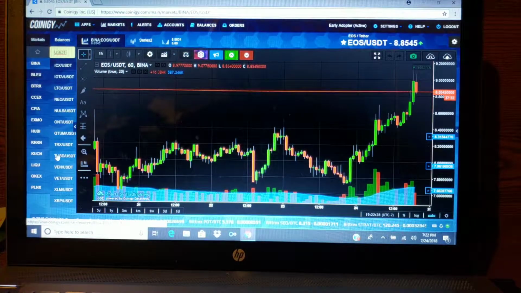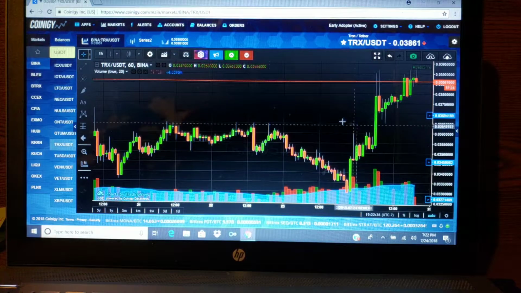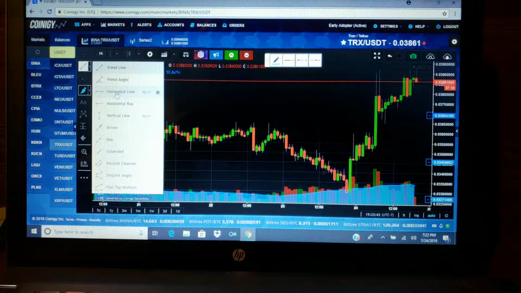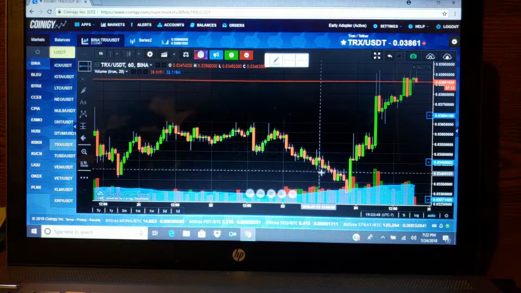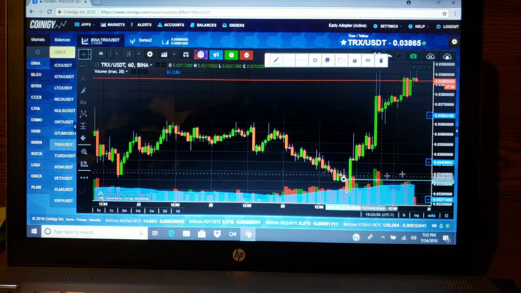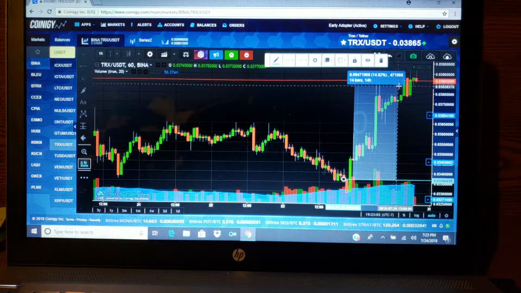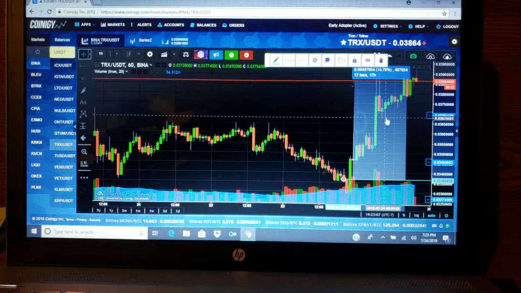Alright, so first one was Tron, TRX. So we bought Tron at, let's see, let's choose this one. We got Tron at 0.0336. So right about there. Yep. So as you can see, we bought here, and right now we are sitting here. So about 14%.